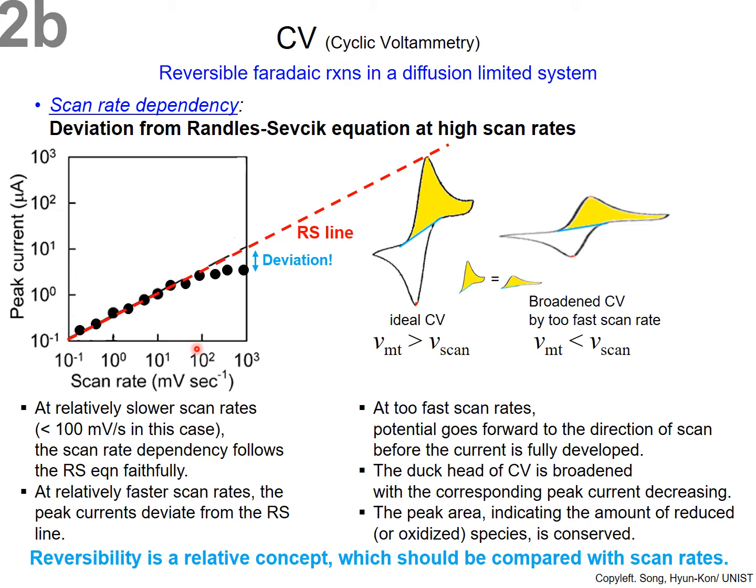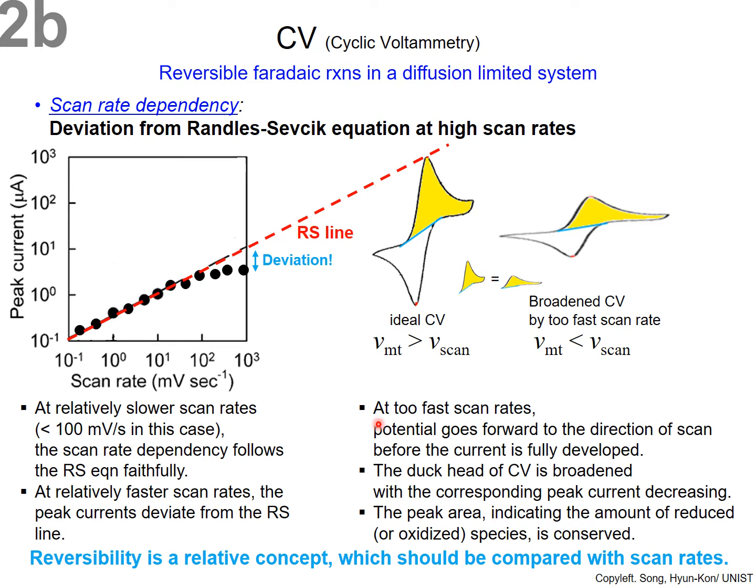However, surprisingly or strangely, at a relatively faster scan rate, the peak current deviates from the Randles-Sevcik line here. So there is some deviation. Usually you have a smaller peak current than the expected value by the Randles-Sevcik equation. So why should you have the deviation at higher scan rate?